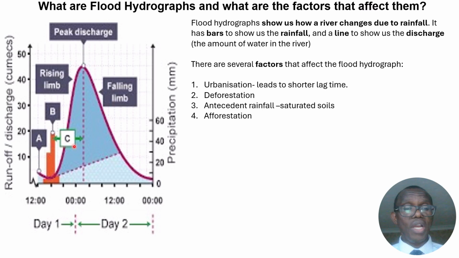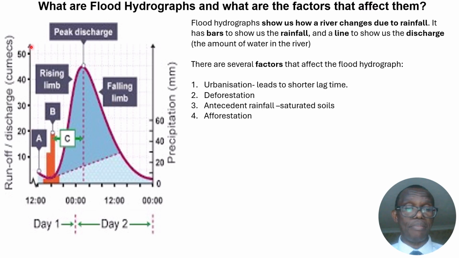Now, the longer the water takes to get to the river, the less the flood risk, and that means there will have been a longer lag time. However, if there is a shorter lag time, then it means that river is at risk of flooding. That is because the water will be reaching that river very quickly, and therefore that river is likely to flood.